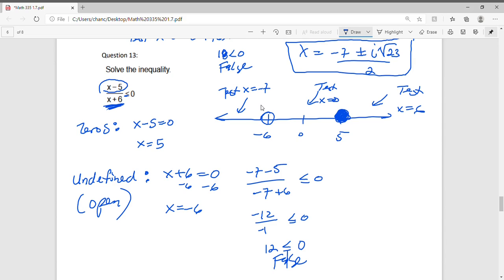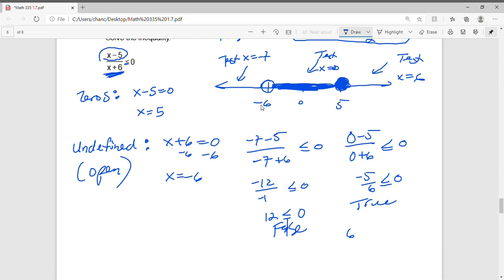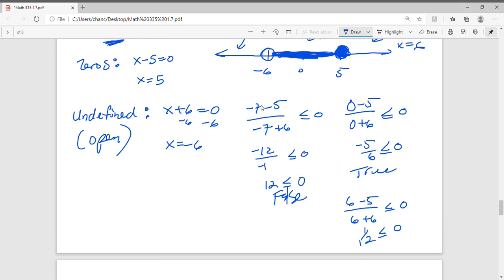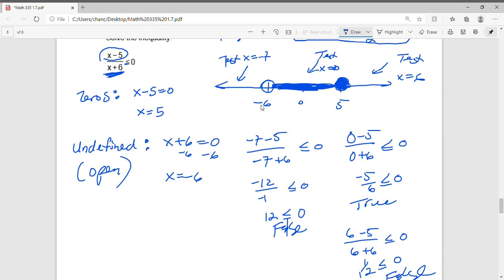Now let's test x equals 0. That is true. Negative 5 over 6 is indeed less than 0. So I shade between. Let's check 6 now. We have 1 over 12, and that's not less than or equal to 0. This is false. So we don't shade to the right of 5. And so what's our solution? Our solution is going to be negative 6 to 5.